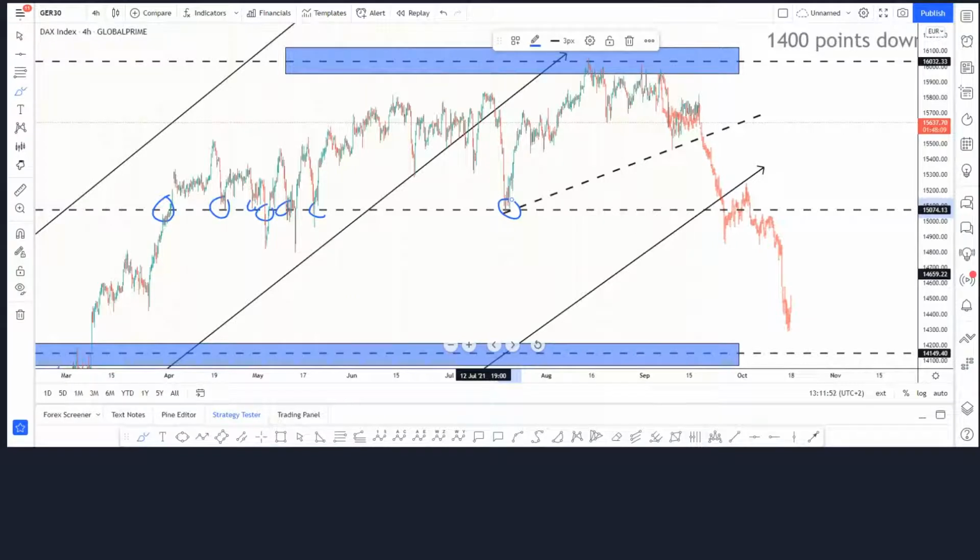But the question is, it failed to break 16,000. What's the question now? Oh, is it going to fall to 15,500? Okay, so basically it's approaching 15,500 right there. See, 15,500 exactly.